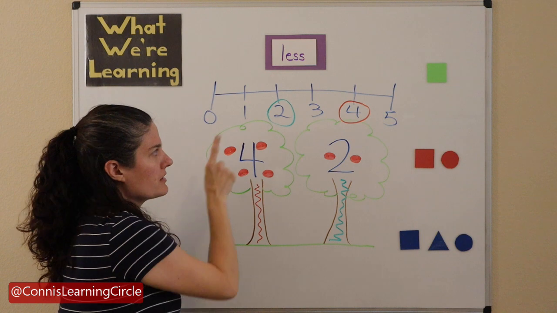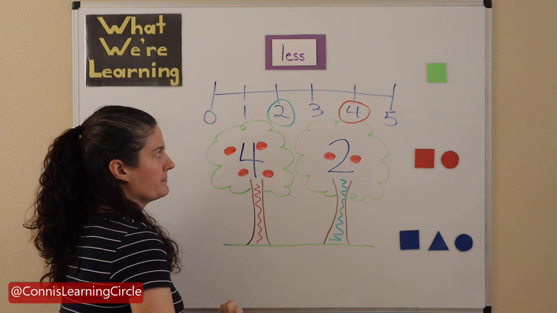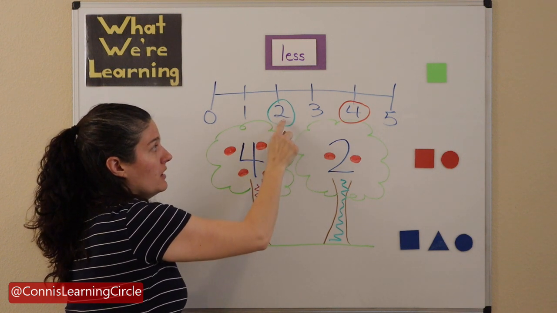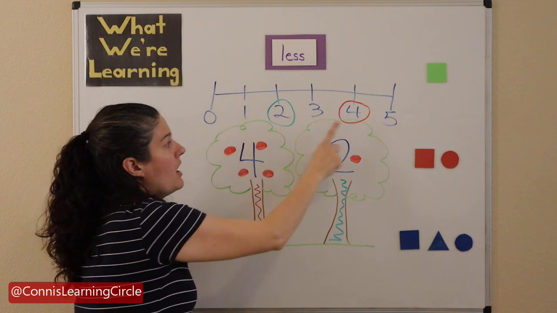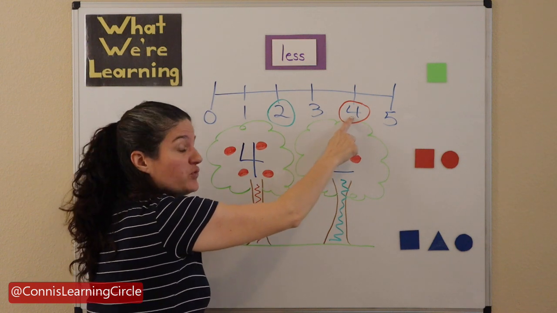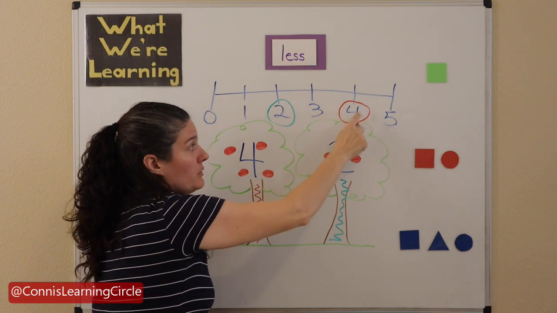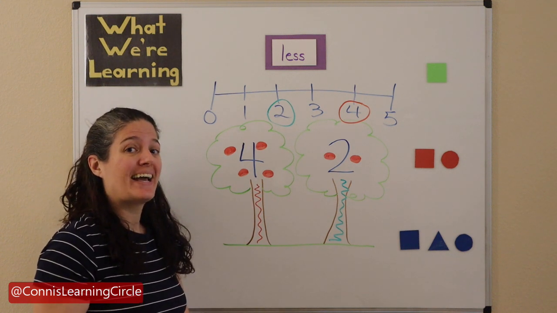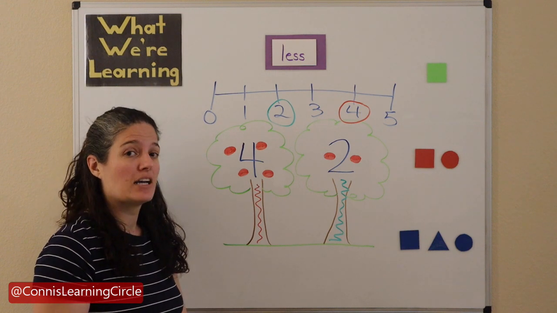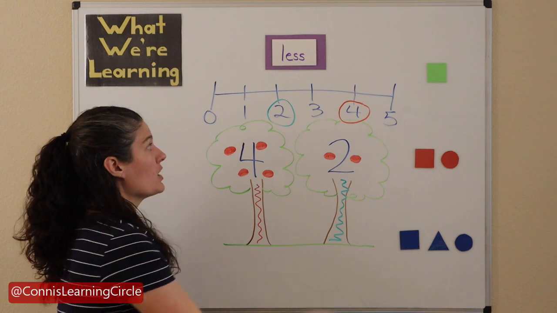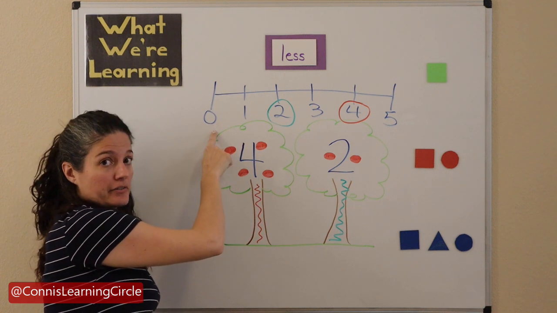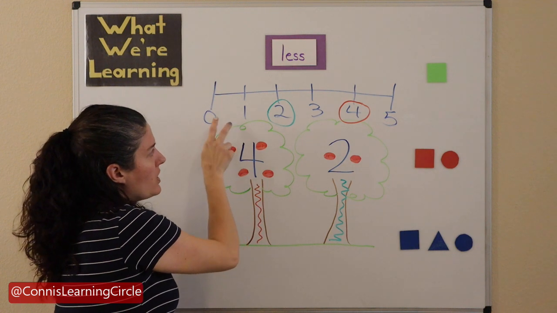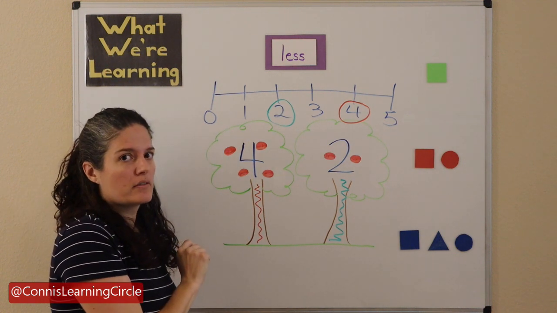So let's look at our numbers for our red and green tree. Our green tree has 2 apples, and we circled our 2 with our green. Our red tree has 4 apples, and we circled our 4 with our red. We want to know which one has less, which one has a smaller number. And for smaller numbers, we want to know what is closest to our 0. So we are going to start at our 0, and we are going to walk our finger over until we get to one of those numbers.